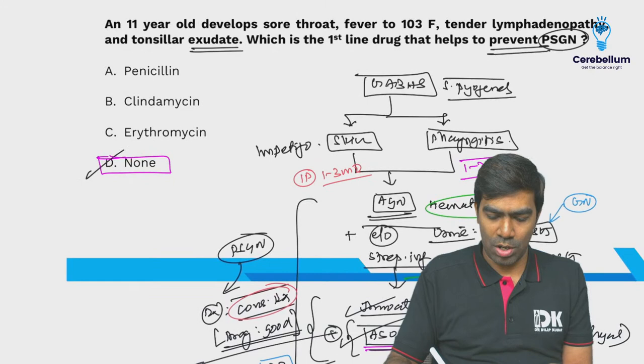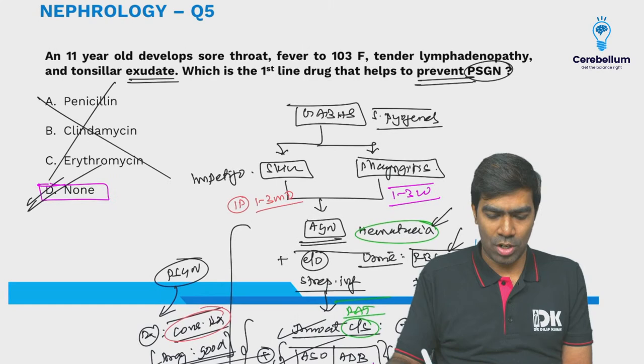So you cannot prevent PSGN. So none of this is correct. Answer is D. It's not a tricky question. It's a straight question from Harrison.